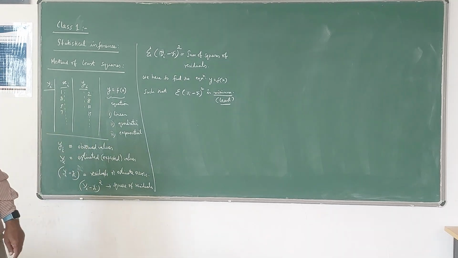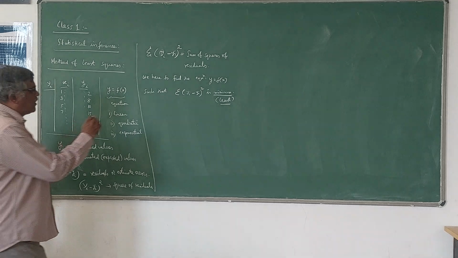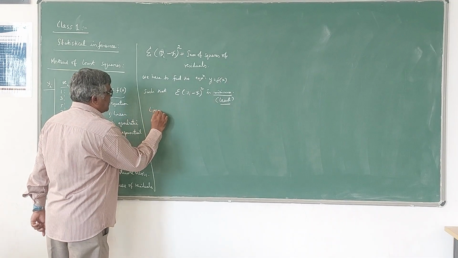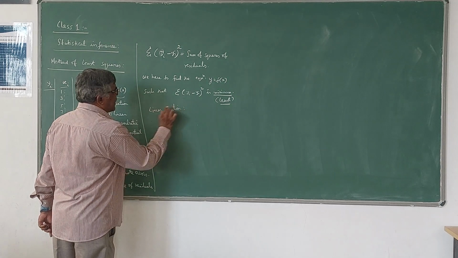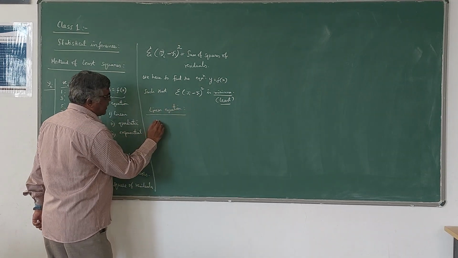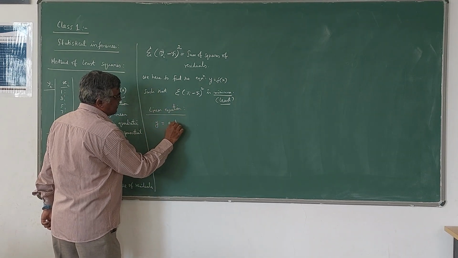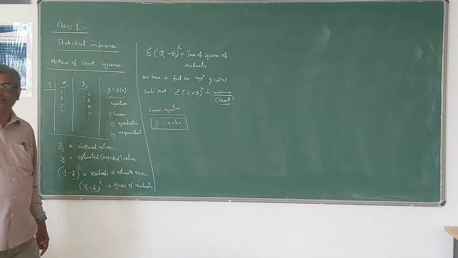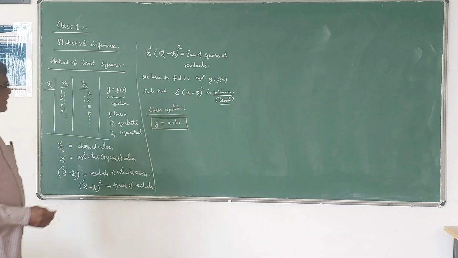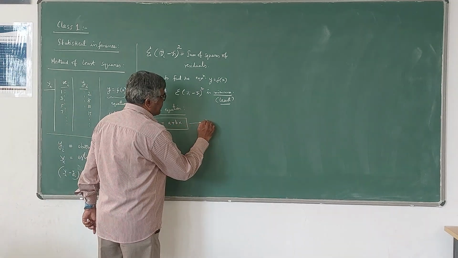So let us take first the linear equation. How to fit a linear equation? So for a given set of data x and y, how to find a linear equation? So the linear equation we can take in this form: y is equal to a plus bx. So we can see that this is the equation of a straight line.